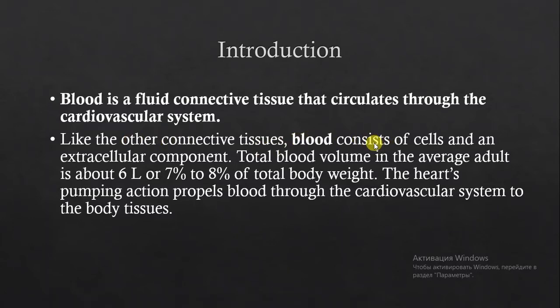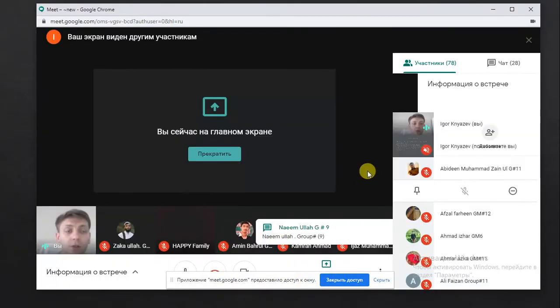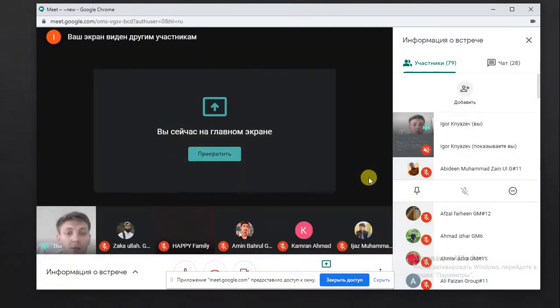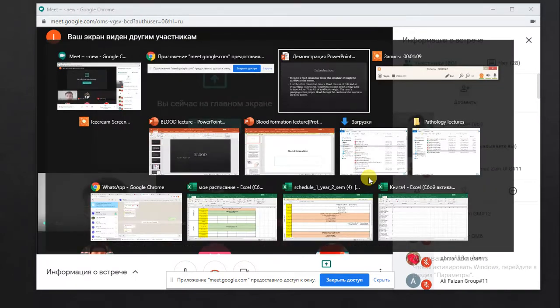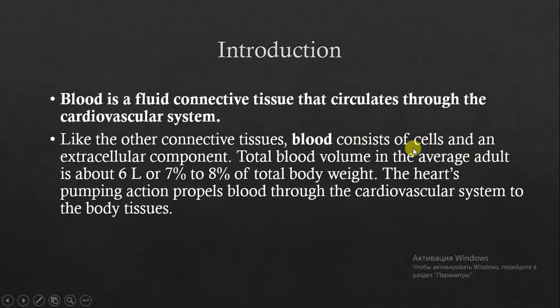In the first lecture, I said that the main feature of connective tissue is possession of an extracellular matrix. The extracellular matrix is composed predominantly of water and other compounds. Usually we have about 6 liters of blood by volume in the body, 7% to 8% of total body weight. So it depends on your mass.